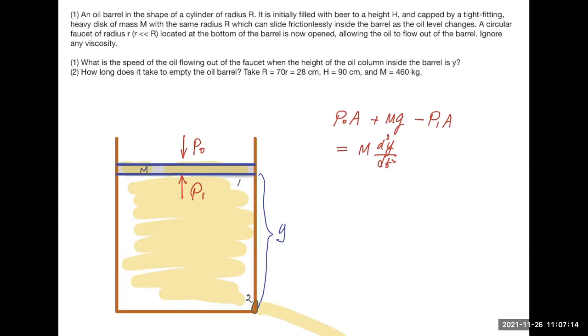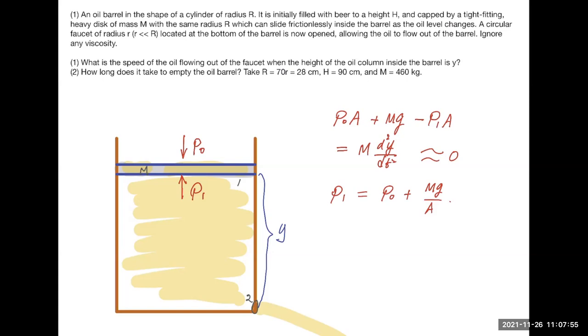Now, assuming that the hole at the bottom is very small, then even though the beer level descends, so y decreases, it does so extremely slowly. As a result, the second derivative of y is also a very small quantity, therefore it is roughly equal to 0. That is a very important approximation, otherwise the problem is much harder. And because of that, you can solve for P1. So P1 is simply equal to P naught plus mg over A.